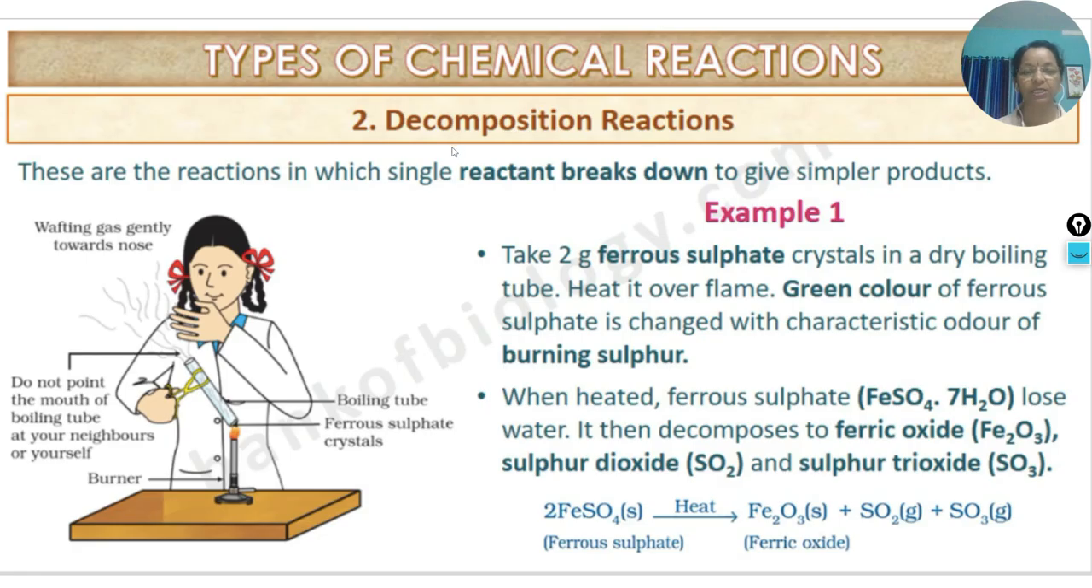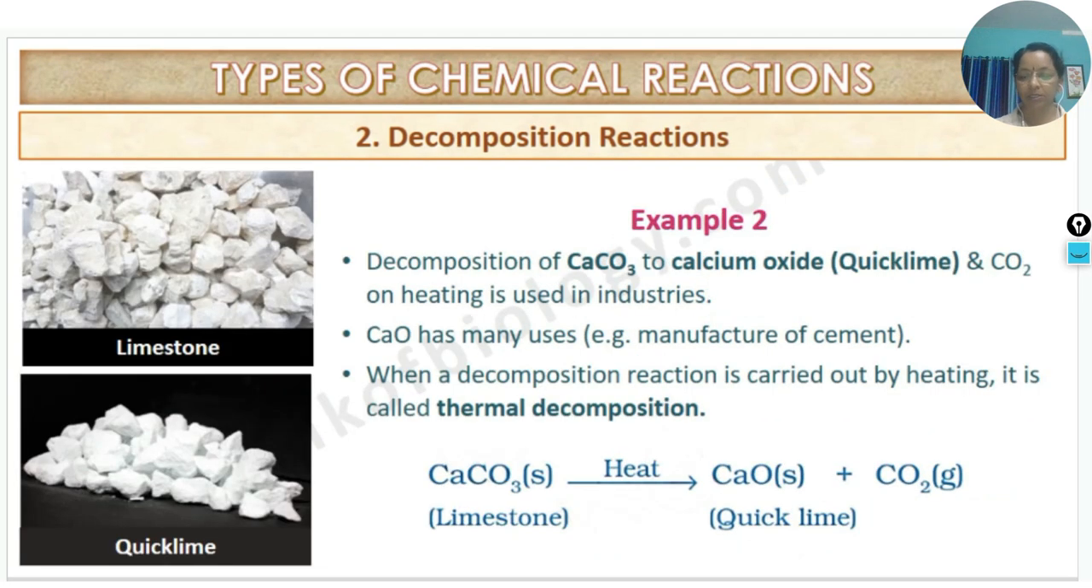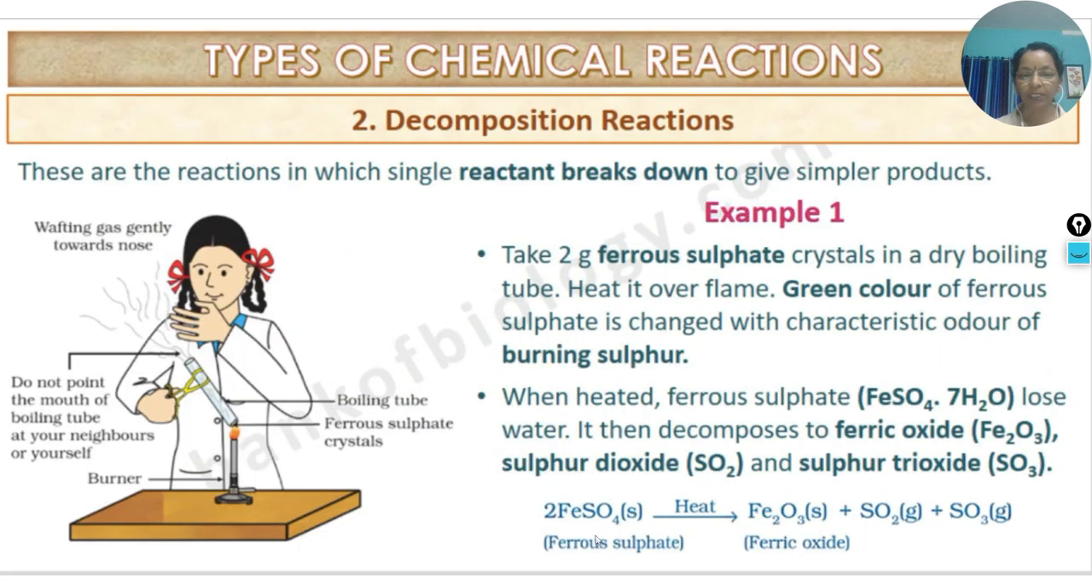So decomposition is actually the opposite of combination reaction, in which a single reactant breaks down to give simpler products. What we are taking is a single substance which in turn breaks down into simpler one or more products. Here we are taking ferrous sulfate crystals. Ferrous sulfate is a green colored solid which on heating produces ferric oxide, sulfur dioxide and sulfur trioxide.